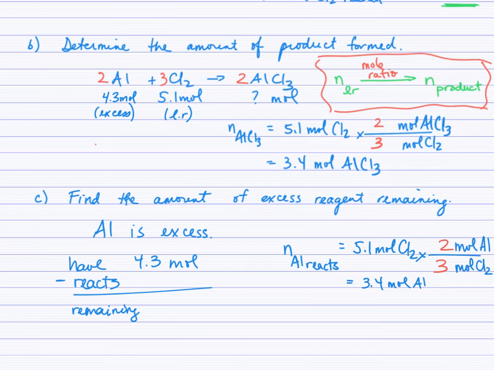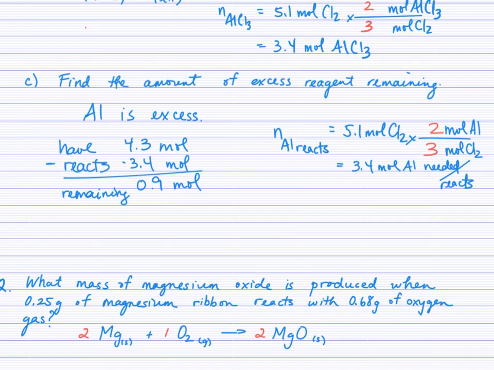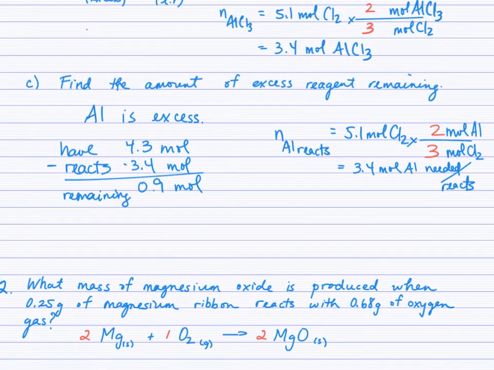So this is what is actually needed, or you might say what actually reacts, right? So out of the 4.3 moles to start with, 3.4 moles are going to react. So the difference, if we're subtracting those, is 0.9 moles. And essentially, that's all we need to do to finish C. The idea here is that 0.9 moles of aluminum remain after the reaction. So when the reaction stops, there'll be none of the chlorine gas left and 0.9 moles of the aluminum.